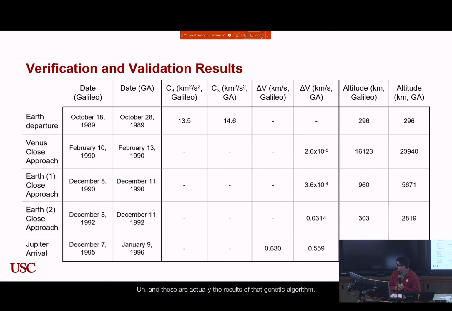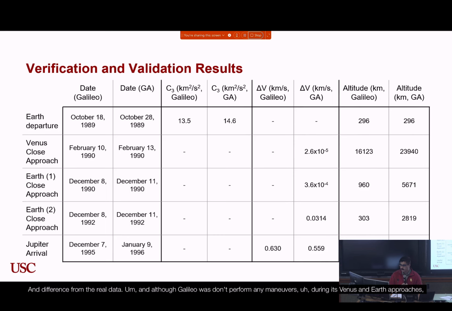And these are actually the results of that genetic algorithm. So you can see my dates are spread from 3 days to about a month apart, ranging from initial departure to arrival at Jupiter. The injection energy is about 1 kilometer squared per second squared in difference from the real data.